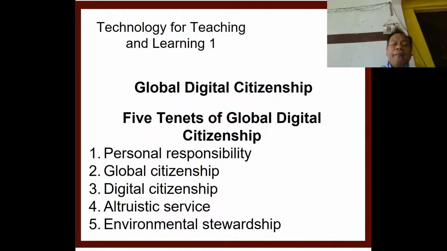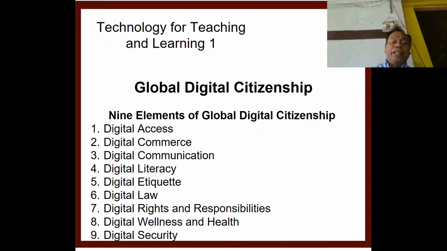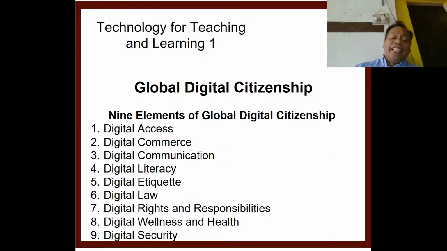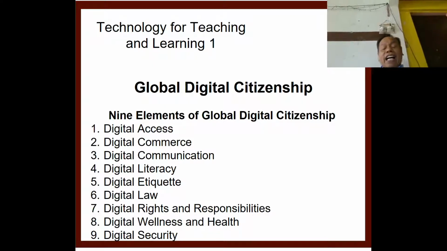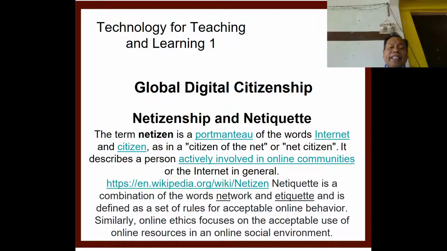We also have the 5 tenets of global digital citizenship, which include personal responsibility, global citizenship, digital citizenship, altruistic service, and environmental stewardship. And then there are elements. These are the things that you normally do in the internet: accessing commerce, communication, literacy, etiquette, law, rights and responsibilities, wellness and health, as well as security.